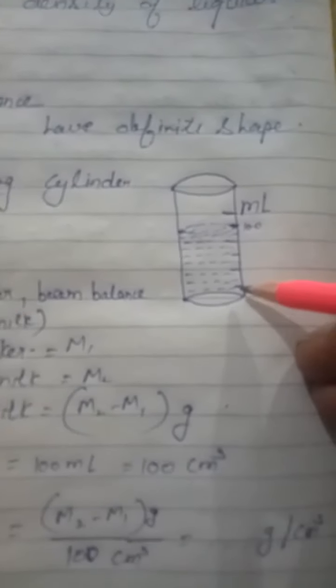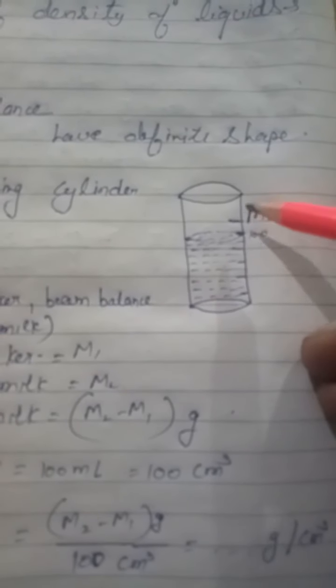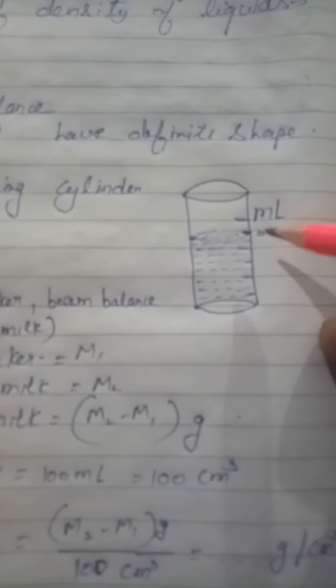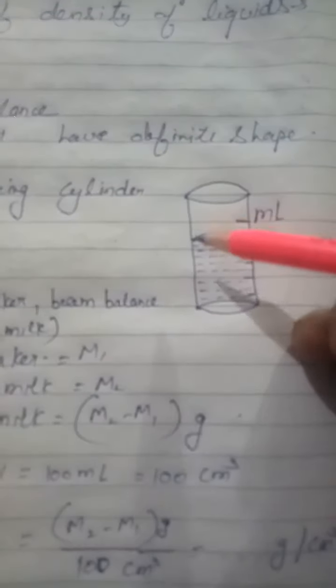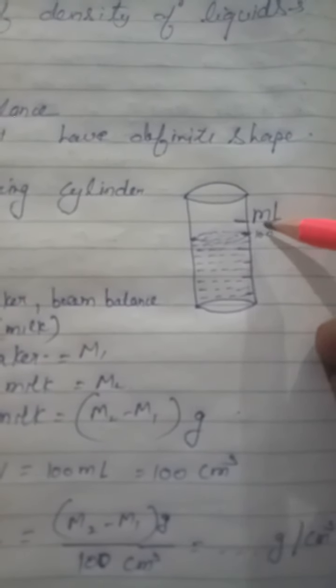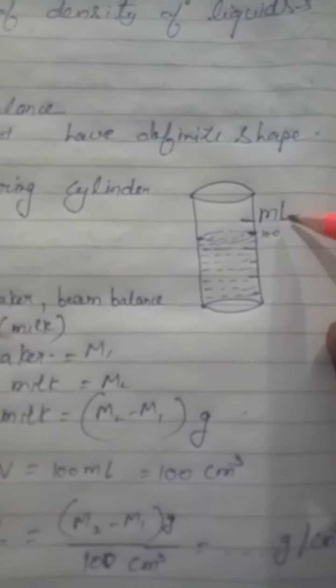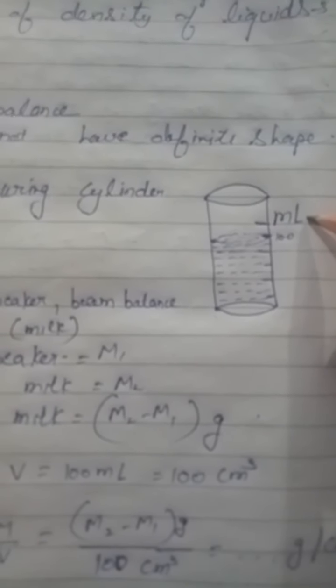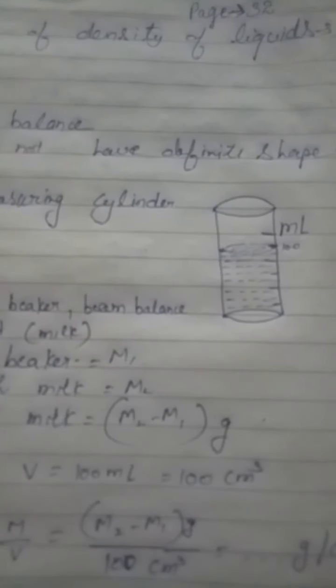Look at this, this is a type of measuring cylinder. It is made of glass, and it has markings from 0 up to a value that depends upon the capacity of the cylinder. It is marked in milliliters, and we know that 1 milliliter equals 1 centimeter cube. So we will perform a simple activity to measure the volume of the liquid.